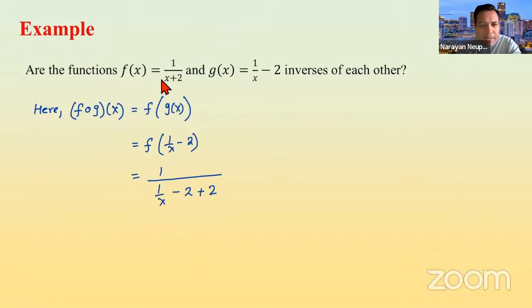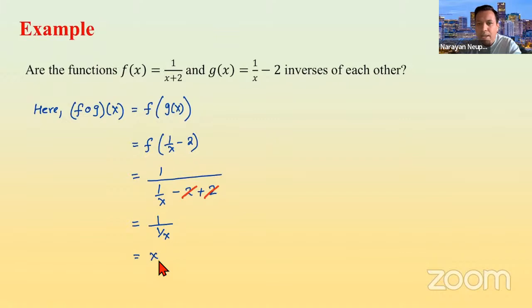So what I've done is in place of x, I wrote 1 over x minus 2, and this plus 2 as it is. Now you can see there is a negative 2 and positive 2 in the denominator, and you can cancel them. So it becomes 1 over the reciprocal of 1 over x. Reciprocal of 1 over x is x, right? Reciprocal of reciprocal is the value itself. So one part is working fine. f o g of x is x.